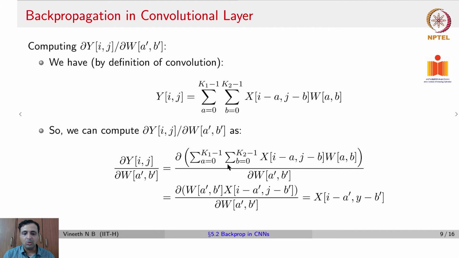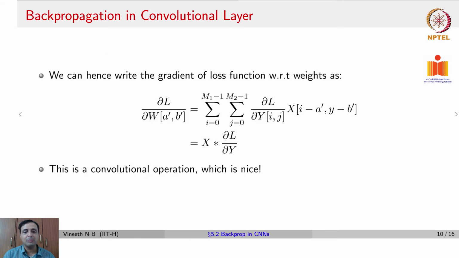And that term now is going to be W(a', b') times X(i − a', j − b'). Every other term in this double summation, when you differentiate with respect to W(a', b'), will become 0 because it does not depend on W(a', b'). This quantity trivially becomes X at (i − a', j − b'). Let's see how to use this. Let's plug this back in.